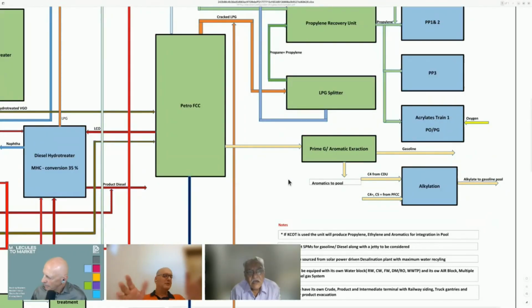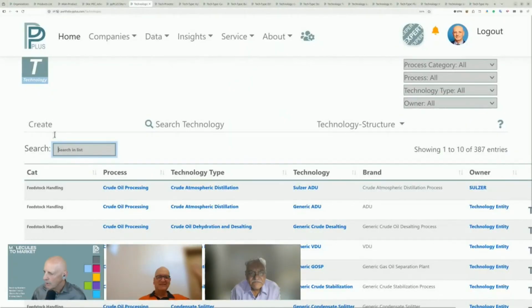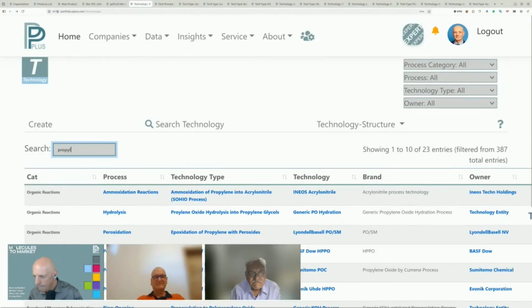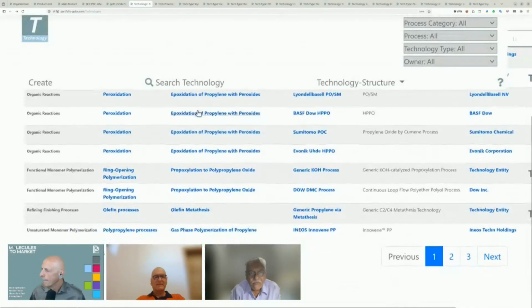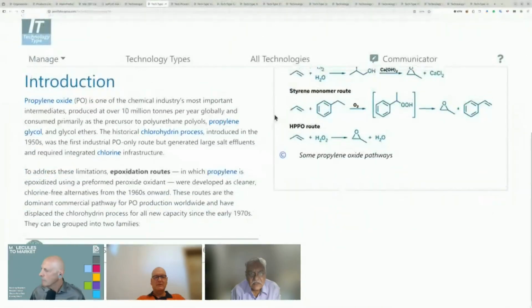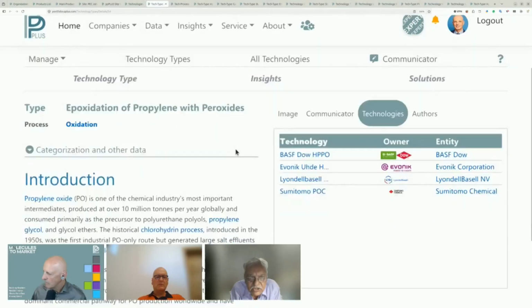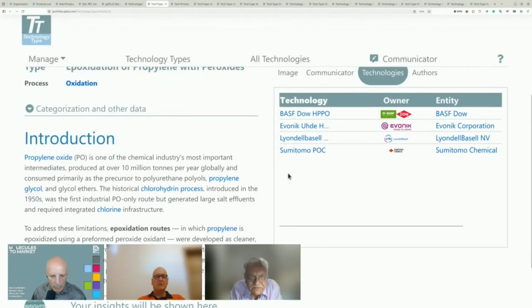Propylene oxide, propylene glycol? Yes, that's right. We have something there. Technologies, propylene oxide. So that's BASF, this was Lyondell, only the PO, and then you have the BASF license. These are the main licensors. Basel is there. But these fellows don't license.